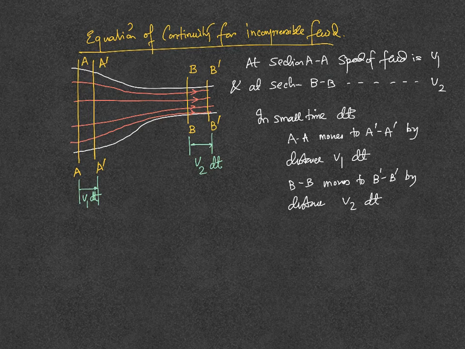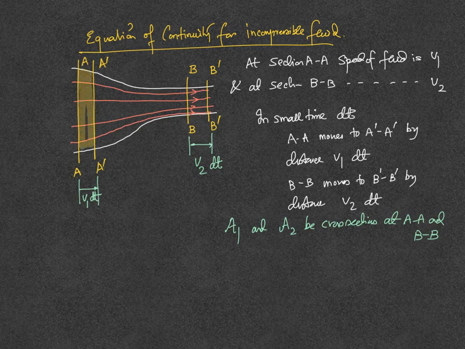Say A1 and A2 be cross sections at sections AA and BB. So what is the volume of liquid that flows through section AA, and the volume of liquid that flows through section BB?